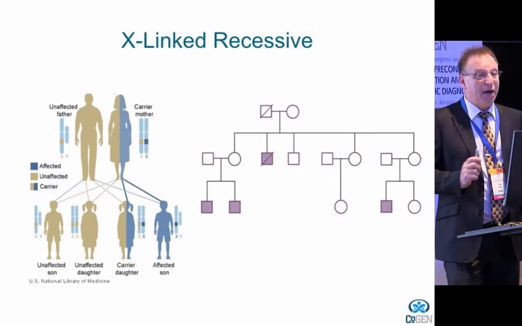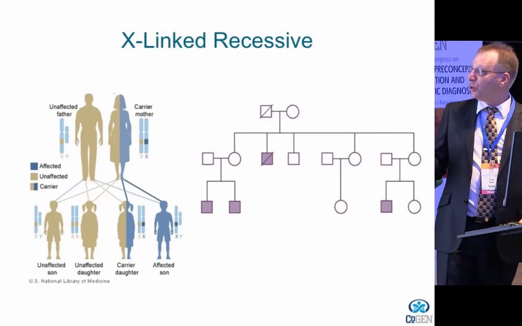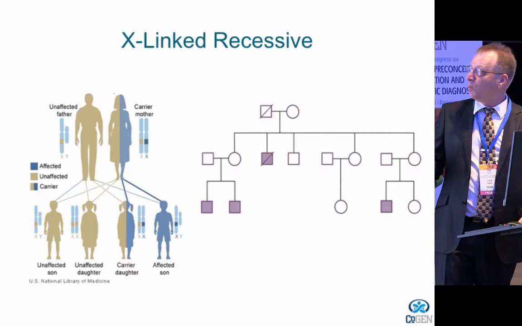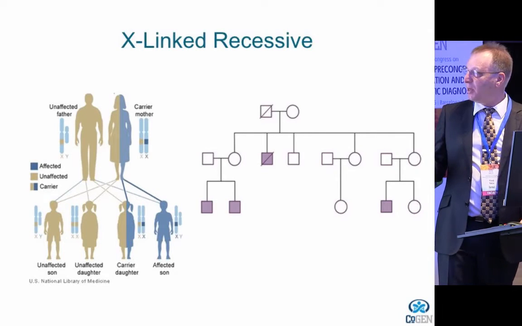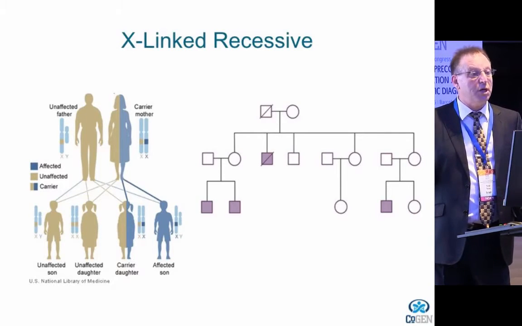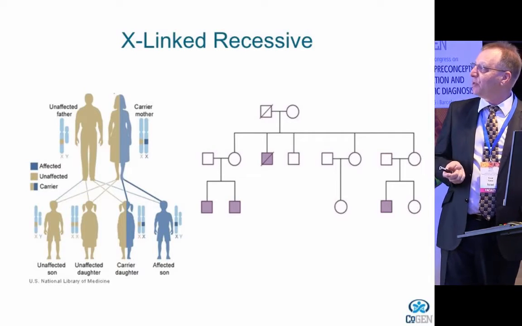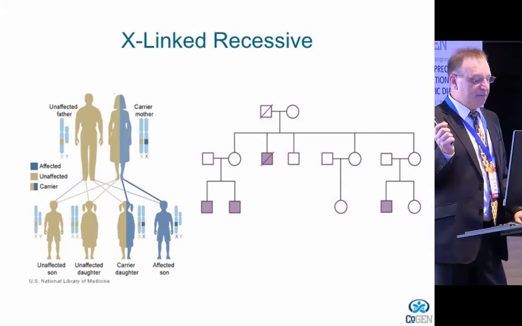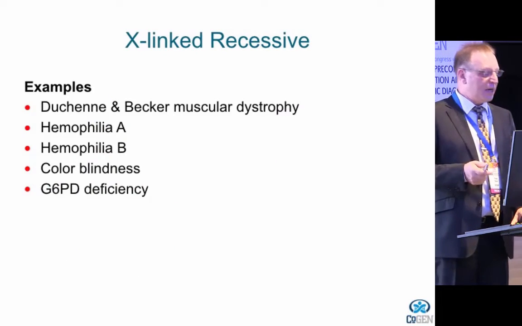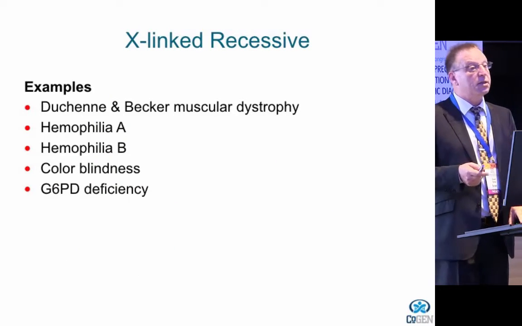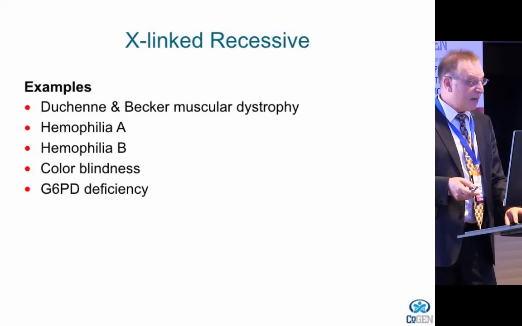X-linked conditions are inherited strictly from the mother. The mother has two X chromosomes. The father has one X and one Y chromosome. An unaffected father will give the X chromosome to all the girls and the Y chromosome to all the males. And the mother who has an X with a mutation in it will have half of her daughters be carriers and half of her sons affected. And this is a typical X-linked recessive pedigree with affected males only, and they're connected to each other through maternal lineage. Some examples include Duchenne and Becker muscular dystrophy, the hemophilias, color blindness, G6PD deficiencies, and many others.